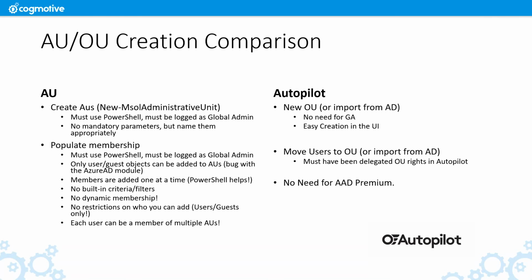There's no need for a global admin. We can easily create these organizational unit structures within the UI. Moving users to an organizational unit is very easy with an Autopilot. It's a simple click a user move versus doing that within PowerShell and all the GUIDs and everything that were part of that. And no need for AAD premium whatsoever. So that's a cost savings across the board.